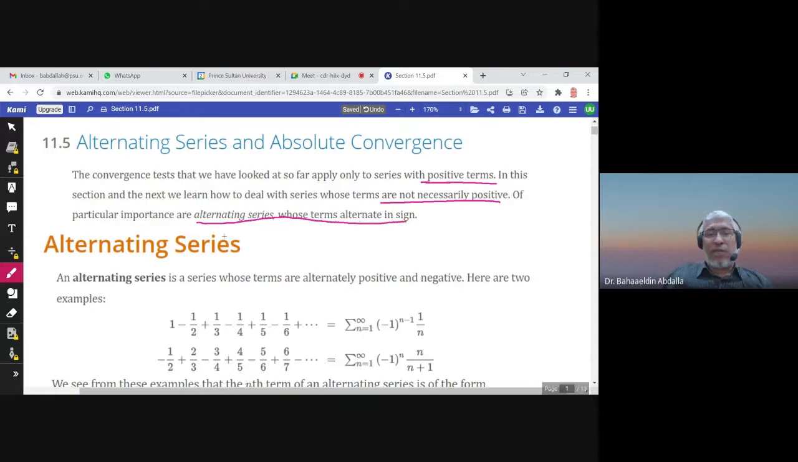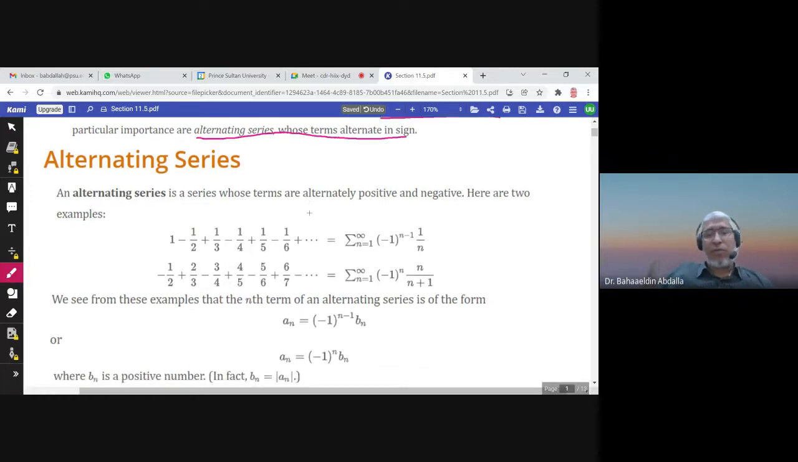Terms alternate in sign. So for example, this series: positive, negative, or negative, positive. So we always have negative 1 to the power n minus 1 or to the power n. If n is 1, then the series starts with a negative sign. So if it starts with a negative sign, we write it negative 1 to the power n. If it starts with a positive sign, we write it with negative 1 to the power n minus 1, or n plus 1 also will work.